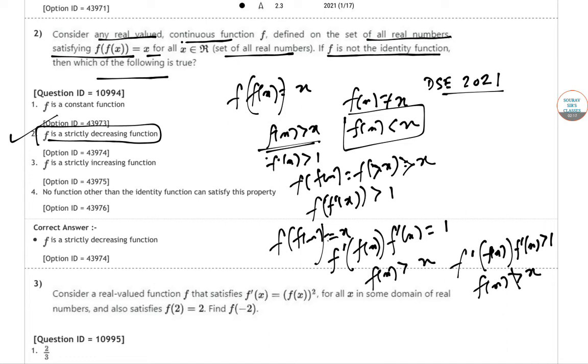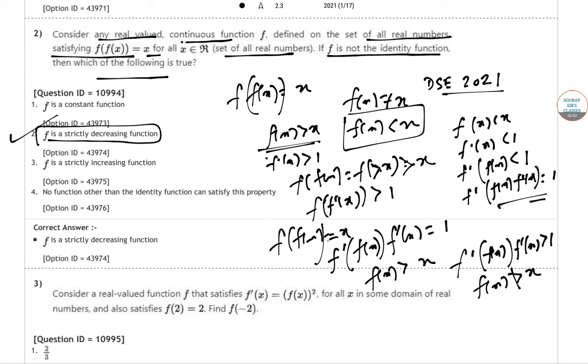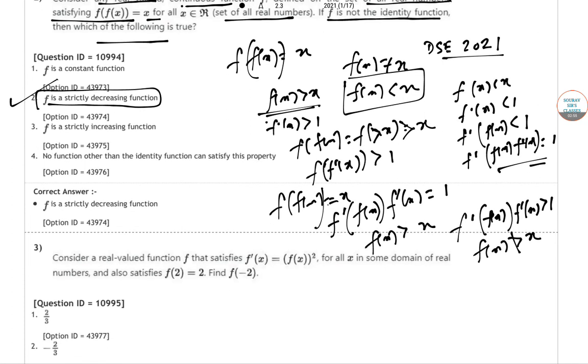And if you want to check it with respect to the other part, that f(x) less than x part, you can also check it. If f(x) is less than x, so f'(x) is less than 1. Similarly, f'(f(x)) will be less than 1. So the product f'(f(x)) times f'(x) is equal to 1, which is only feasible when f'(x) is less than 0. So ultimately this is a decreasing function. So also in this way we can come down to this answer.